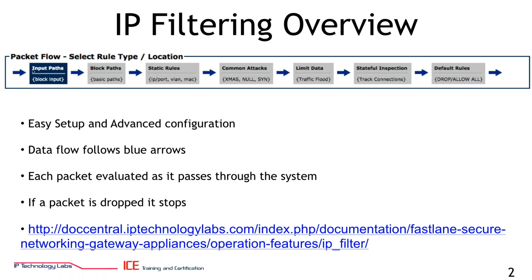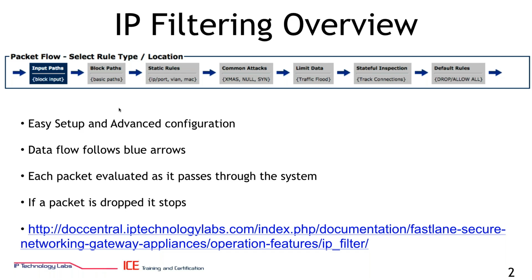So the first set of rules that it's going to see is this input block. The second set of rules it's going to see is this block paths. And the third set of rules it's going to see is the static rules. There's really good documentation on IP filtering on the Techncial website that'll walk you through all this.